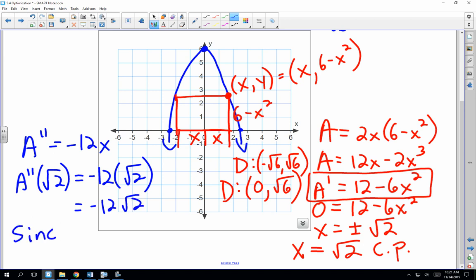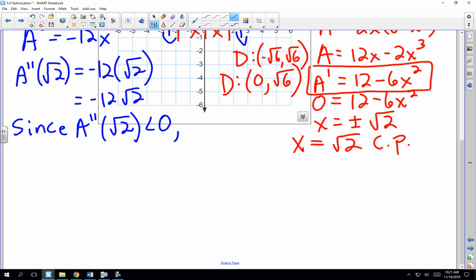Since f double prime of root 2 is less than 0, what can we say about root 2? Yeah, root 2 is a max. X equals root 2 is the max. Okay, it's the absolute max, not just the local max. And then I can plug it in.